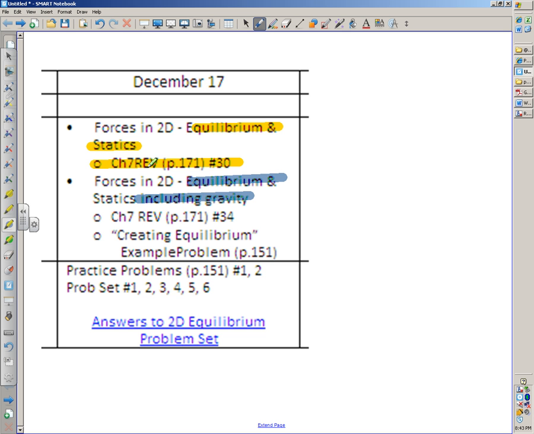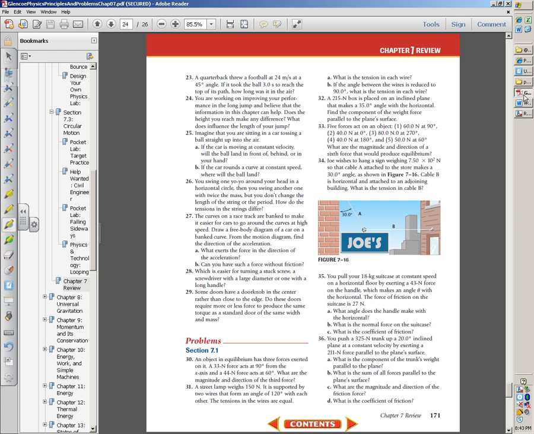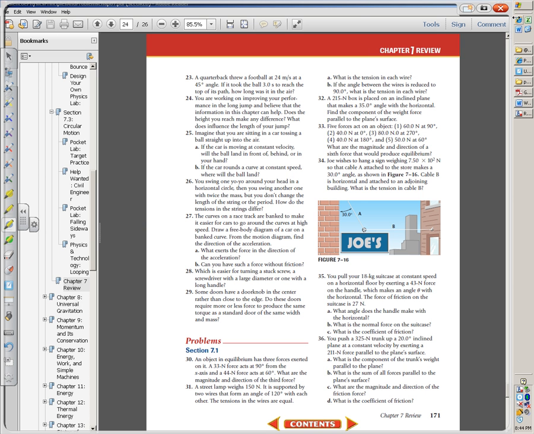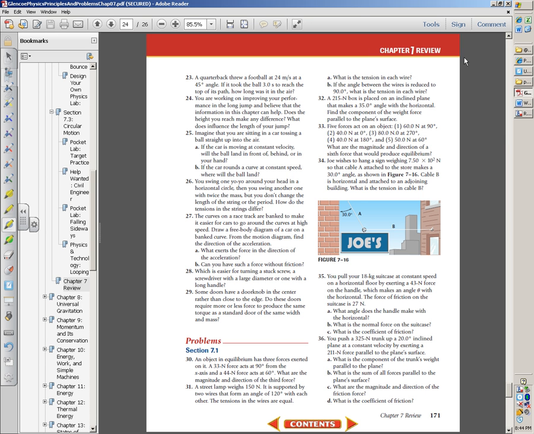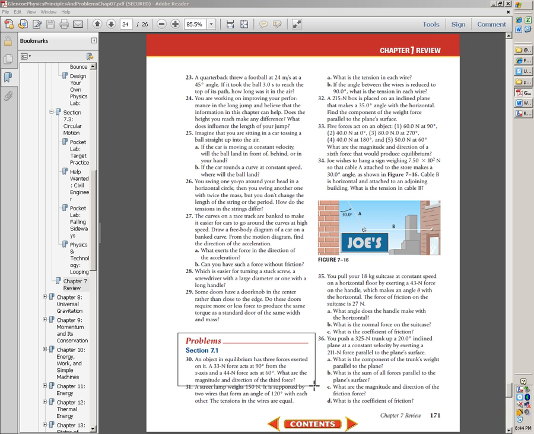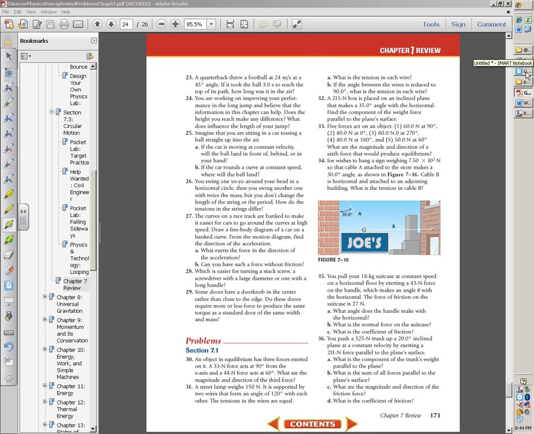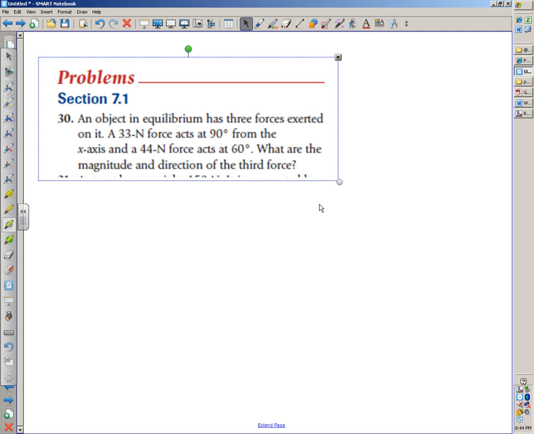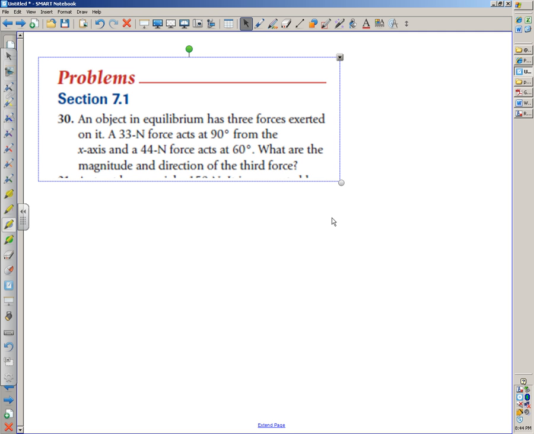So starting off today, we're going to do page 171, problem number 30. I'm going to grab problem number 30 down at the bottom of page 171. It says, an object in equilibrium has 3 forces exerted on it. A 33 Newton force acts at 90 degrees from the x-axis, and a 44 Newton force acts at 60 degrees. What are the magnitude and direction of the third force?